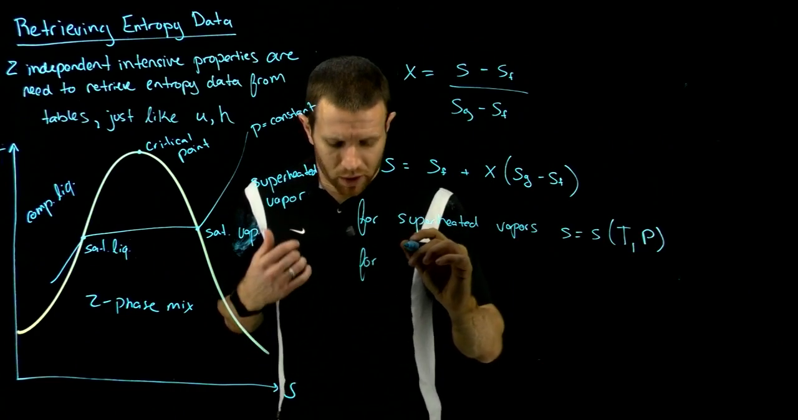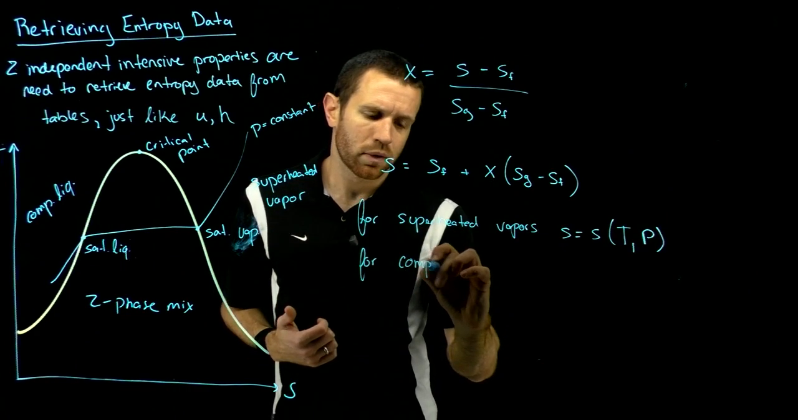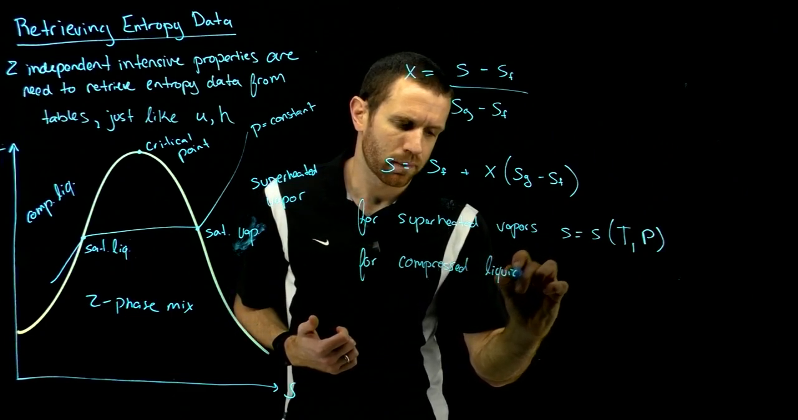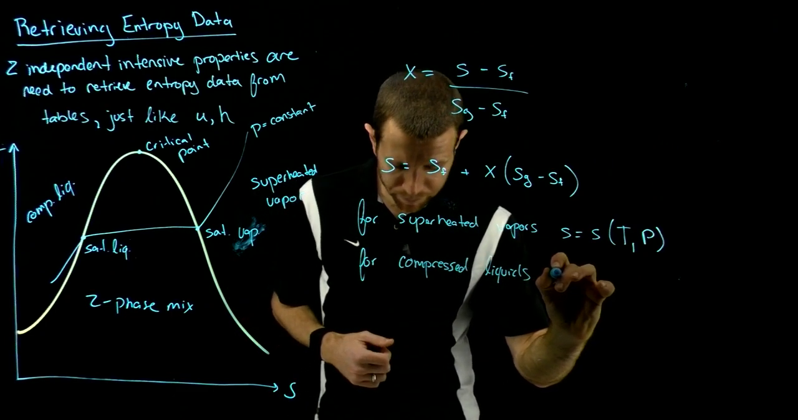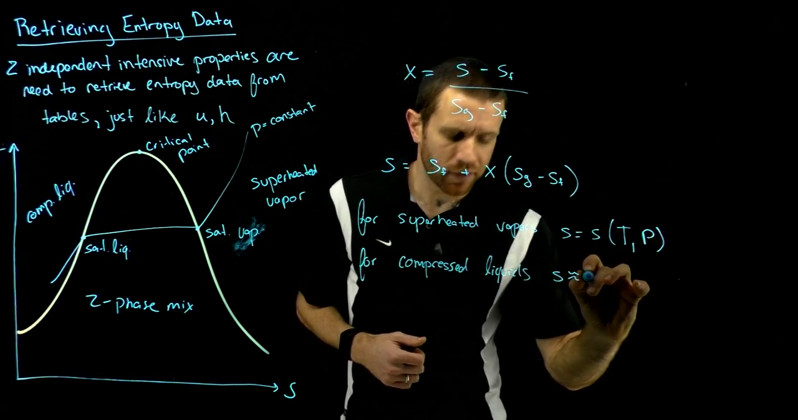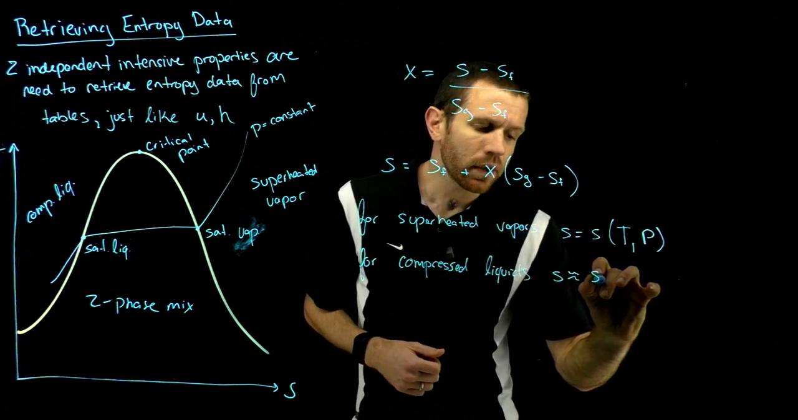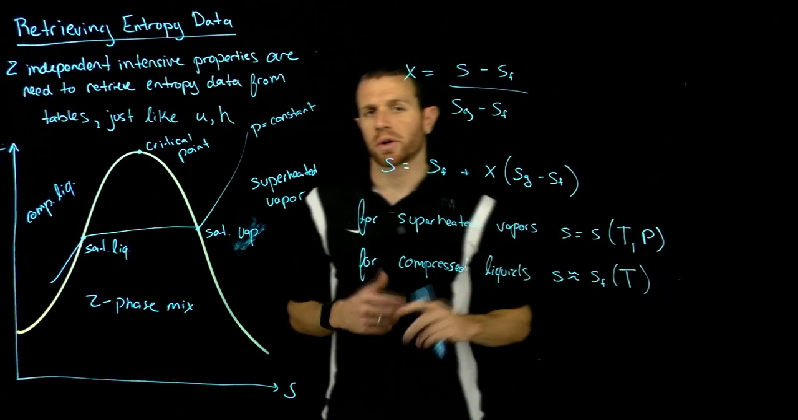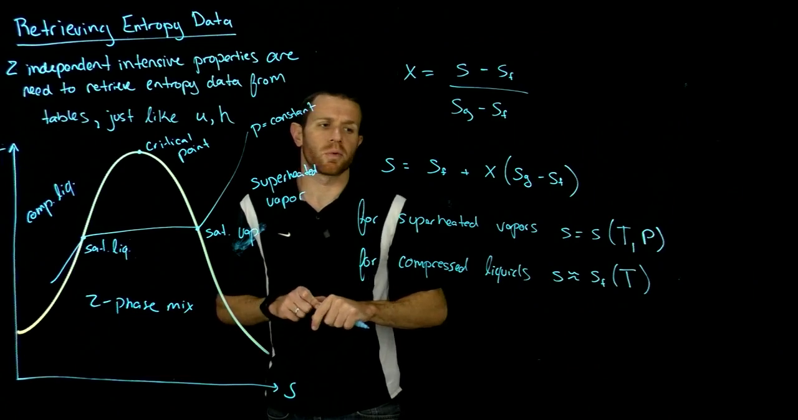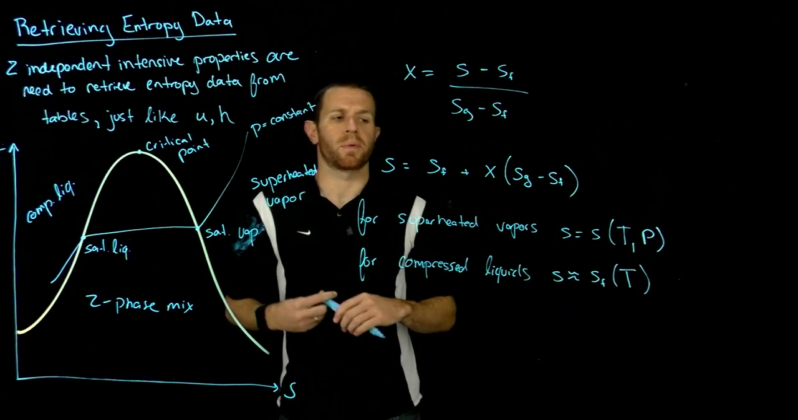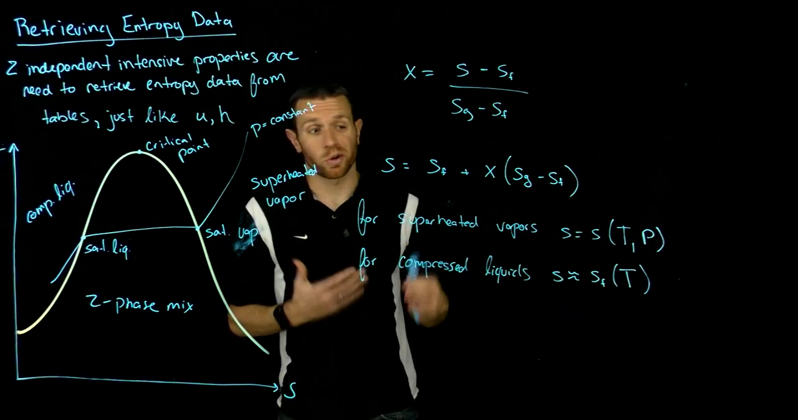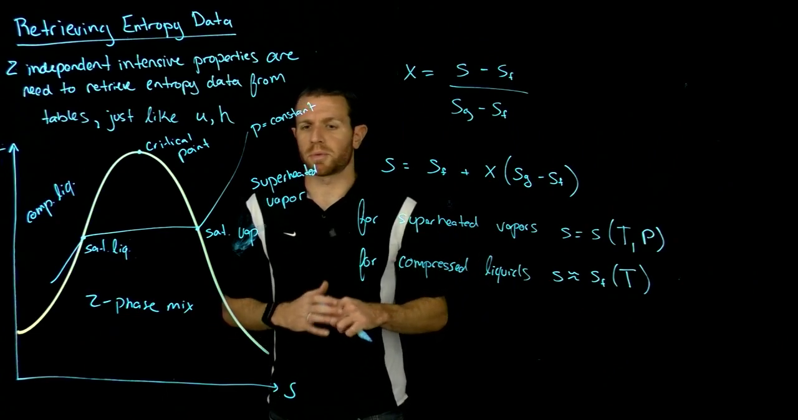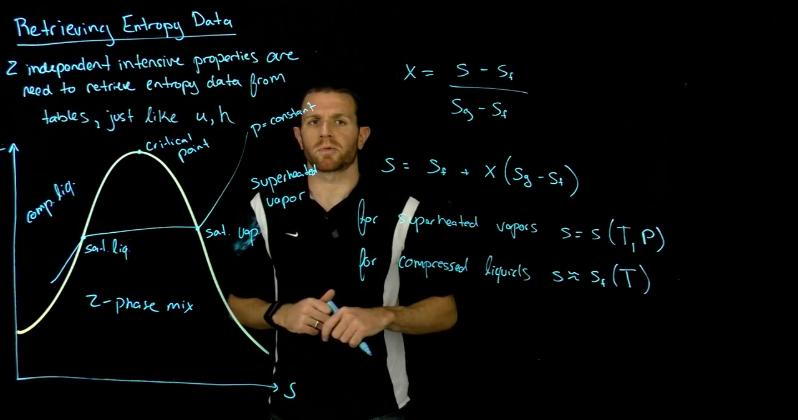For compressed liquids, as we've done before, we approximate values of entropy as that of a saturated liquid at the same temperature. So just as we have done for internal energy, for example, and specific volume, we can approximate entropy as that of a saturated liquid at the same temperature. All right, so that's retrieving entropy data.